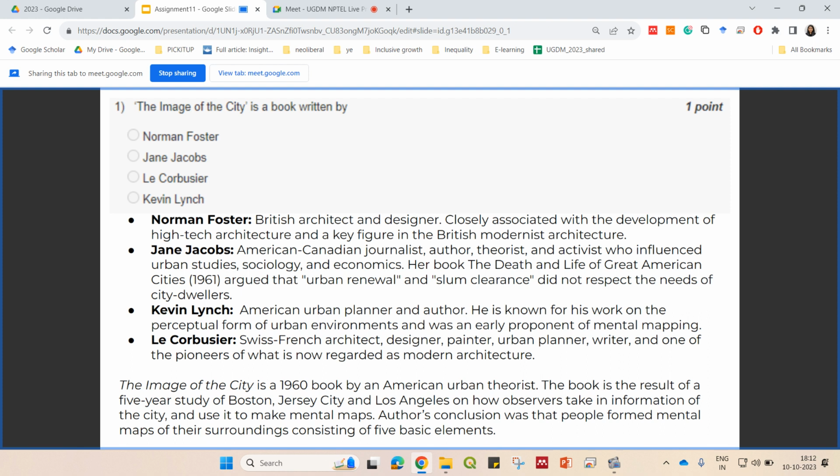Starting with Norman Foster. Norman Foster is a British architect and designer, and is closely associated with the development of high-tech architecture, and he was also a key figure in British modernist architecture. So this is who Norman Foster is. Then Jane Jacobs, you might have heard about Jane Jacobs from her very famous book, The Death and Life of Great American Cities, which she published in 1961.